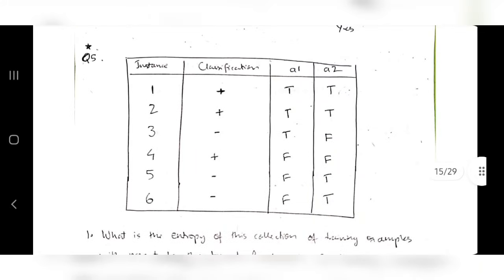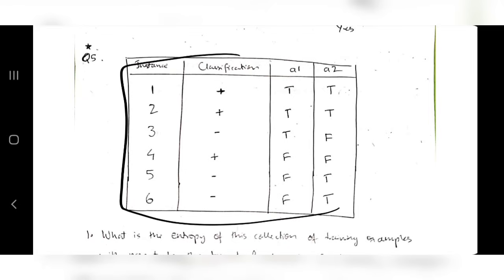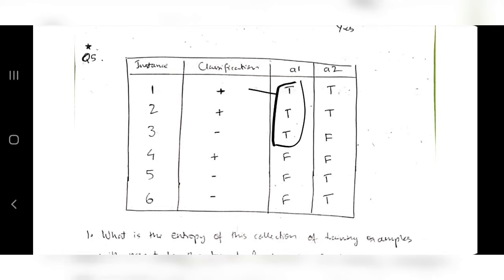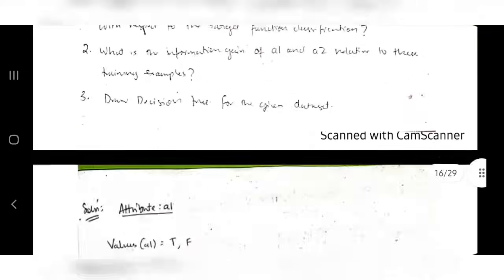So what I told, first you have to calculate for s, 3 and 3. 3 and 3 means there are three positive values, 1 2 3, and three negative values, minus minus minus. That is s. S means the whole data set. And for a1, how many values are there? For a1, if I'm considering just true, in that I have two positive and one negative value. Listen carefully, I'm considering each value now.